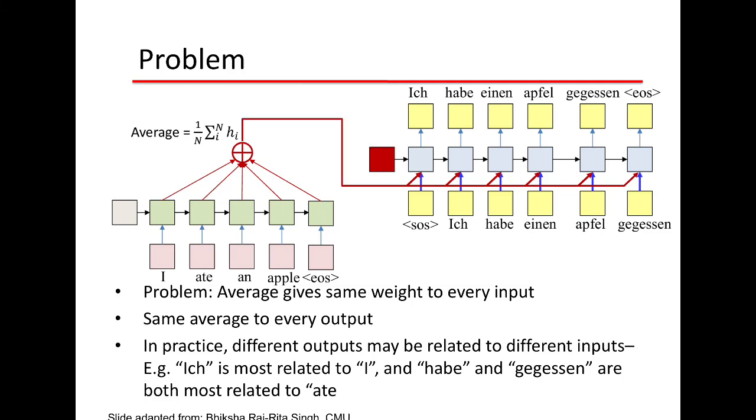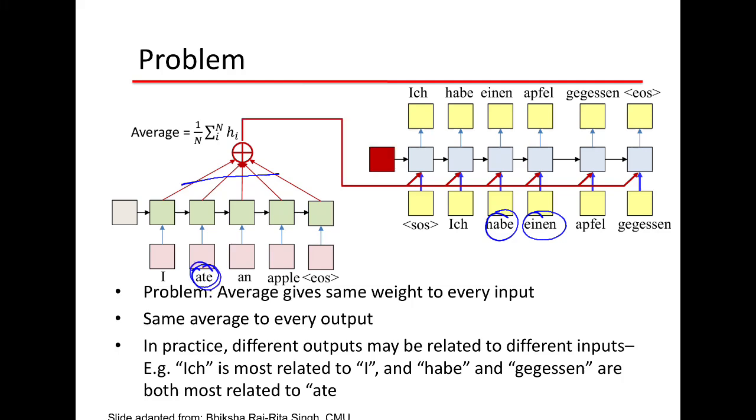some information is given to the states, but different outputs may be related to different inputs. So if I am at this stage, then this is related to this word here, but I am passing it the hidden state of all the words. Right? And here for example, eaten is again related to this word here.